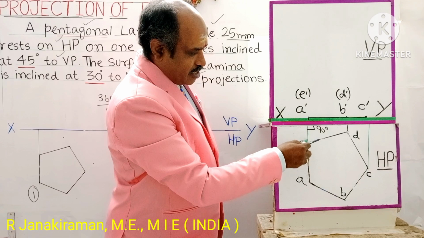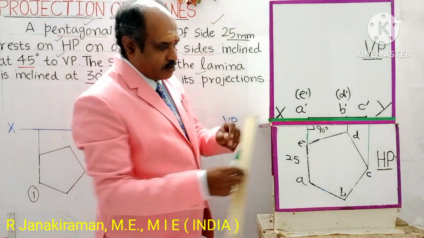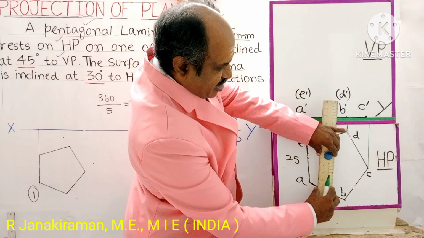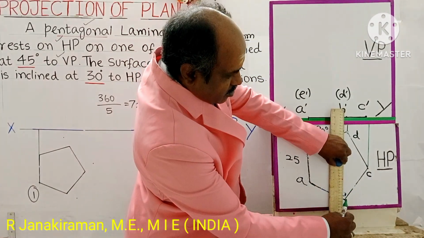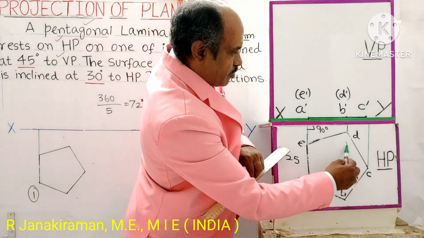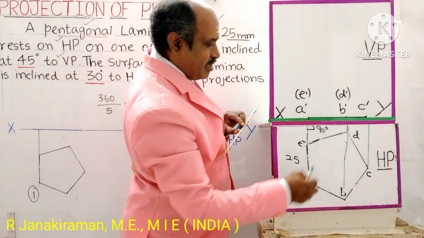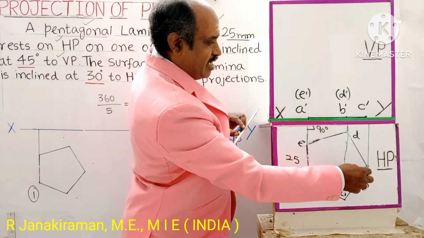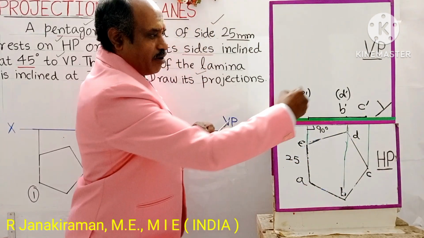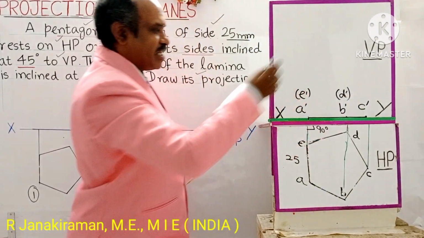This A and E merge. Similarly, B and D also merge for this position of the pentagon, as it is lying on the same vertical line. This merged point with B is D dash. Similarly, with A is E dash. Similarly, C is C dash. The view obtained is called a front view. It will be a single line merged with the XY line itself.